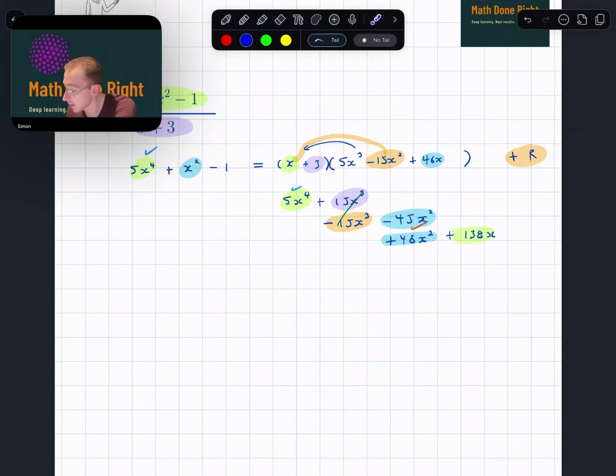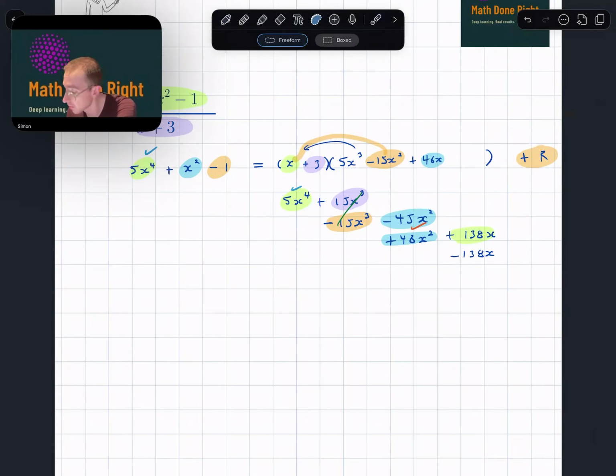And what's the last thing we do? Well, we look at how many x's there are. And again, a bit of a twist, right? There's no x term in this one. So we're supposed to have 0 x's. So we need to cancel this 138x. We have to get a negative 138x out of the next thing that we put in here.